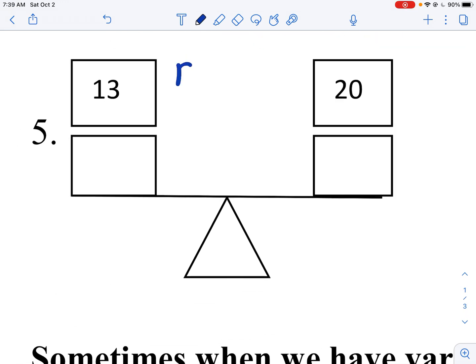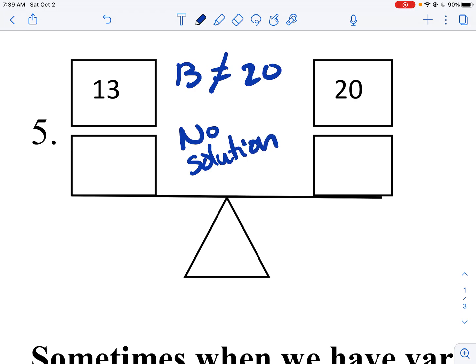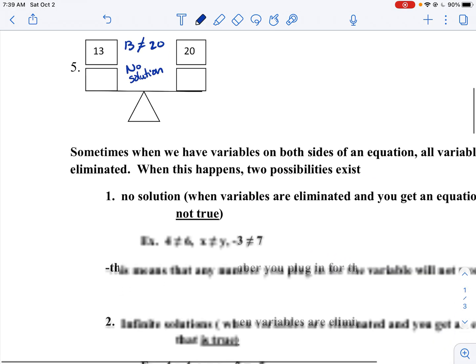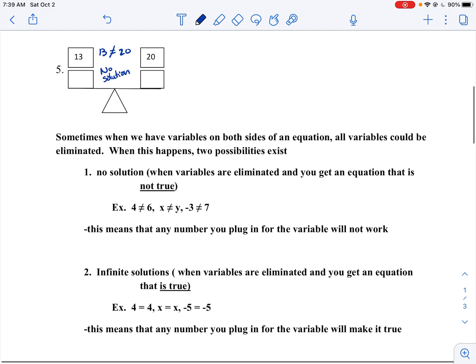On this one, does 13 ever equal 20? No, it never equals 20. So no matter what number I plug in down here, it will never work. There's no solution to it. So basically what these boxes are is the variable. It's the X or the Y, whatever variable you're using. So if you have a variable on both sides of the equation and that goes away, it's eliminated. The variables are eliminated. They go bye-bye.